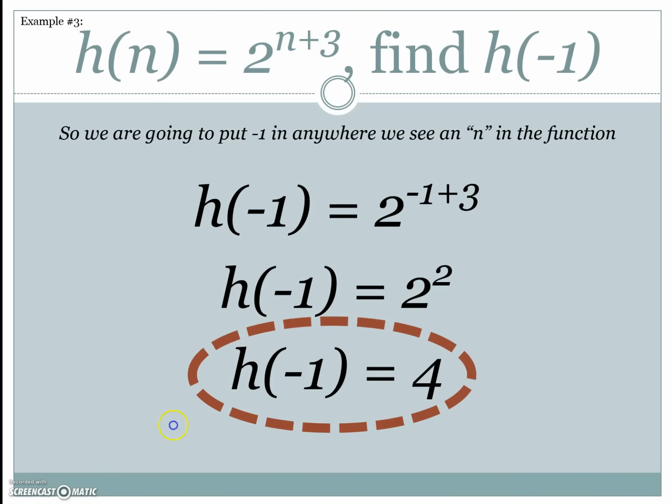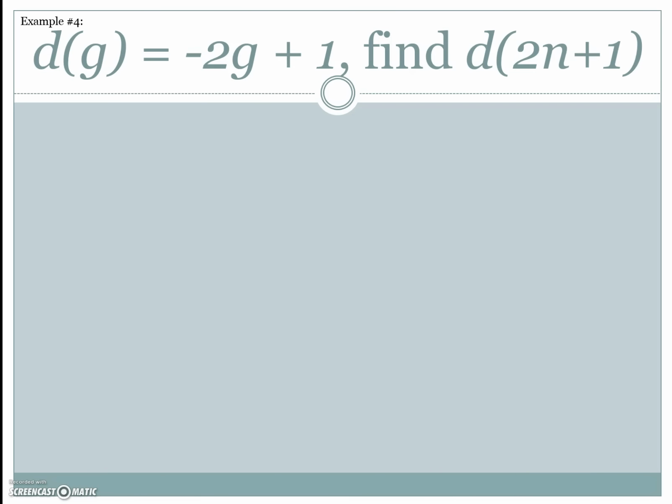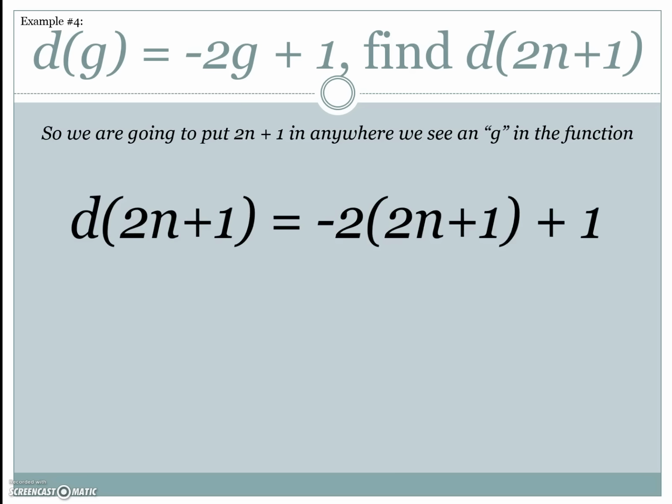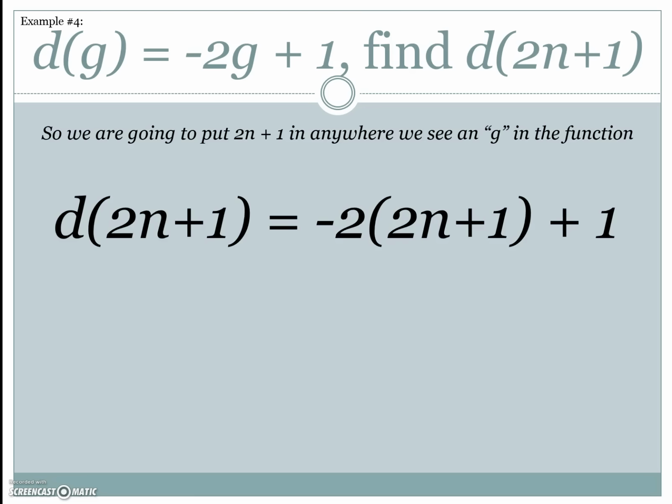Not only can we do things with numbers, but we can also do it with expressions. So we have d of g is equal to negative 2g plus 1. Now we're going to find d of 2n plus 1. So we're going to end up with a new expression. We're also going to follow the exact same process. Anywhere that you see a g, you need to replace it with 2n plus 1. So watch again how I write this. I see a g is next to a negative 2. So I said, okay, negative 2, and then it's a really good idea to put parentheses around 2n plus 1. And then I have this other plus 1.